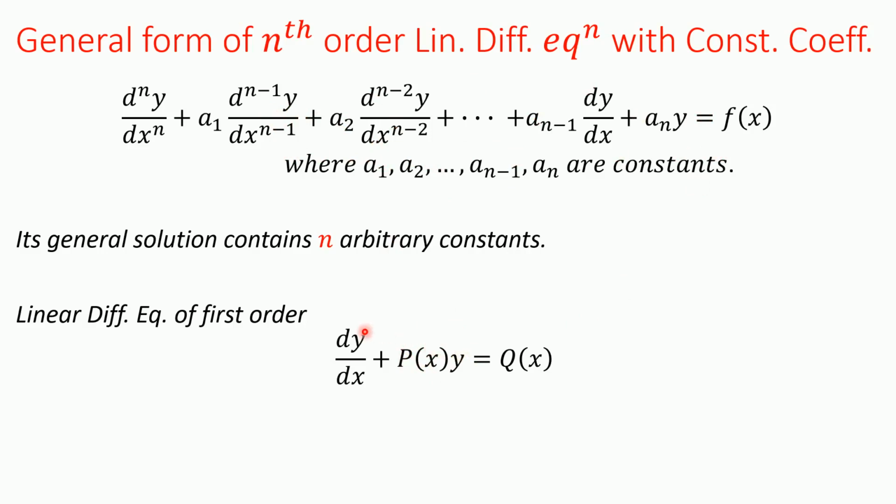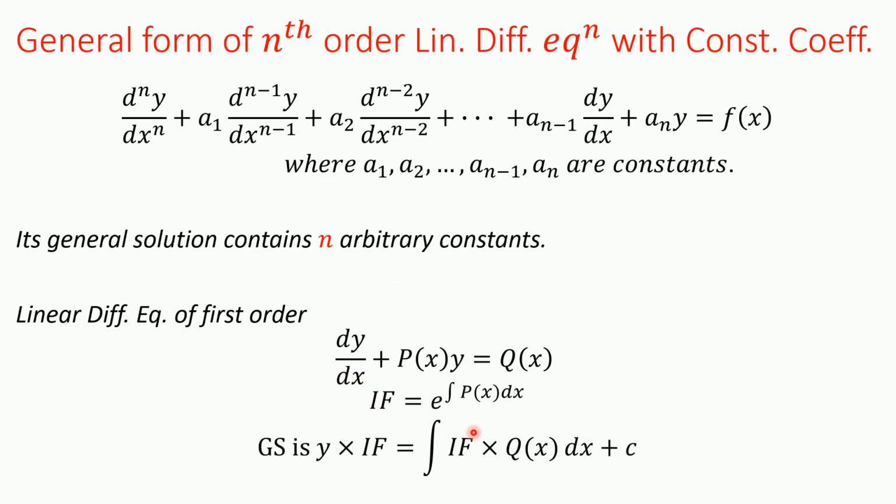So right now we have this differential equation and we know how to find its solution. First step is we find its integrating factor, which is e raised to integration of p of x dx, and the general solution is y into integrating factor is equal to integration of integrating factor into q of x dx plus c, where c is the arbitrary constant. And because this is a first order linear differential equation, its general solution will contain exactly one arbitrary constant. So this is about first order differential equation.